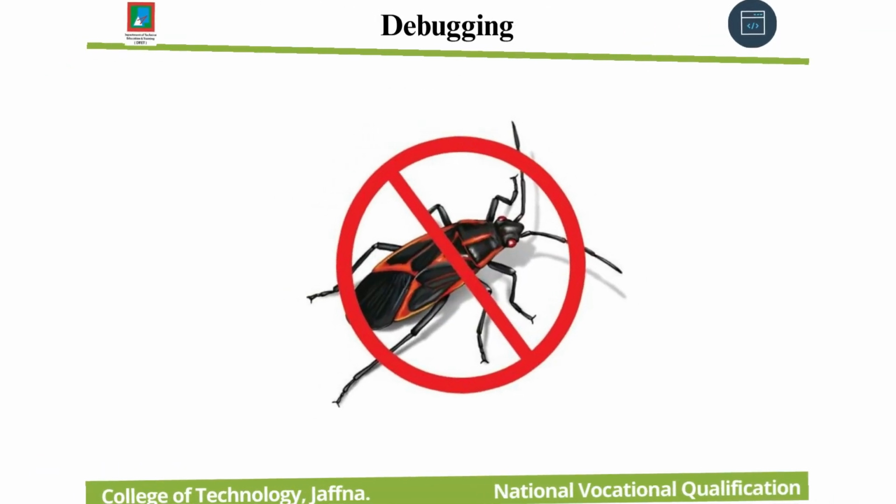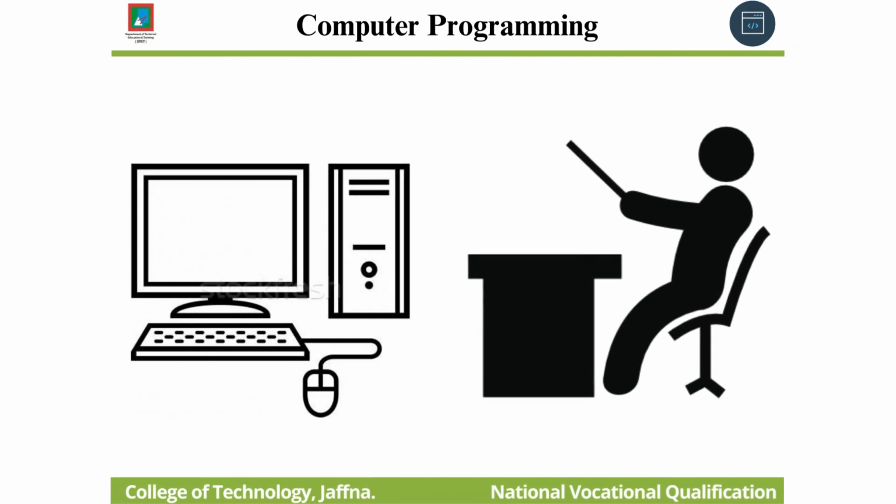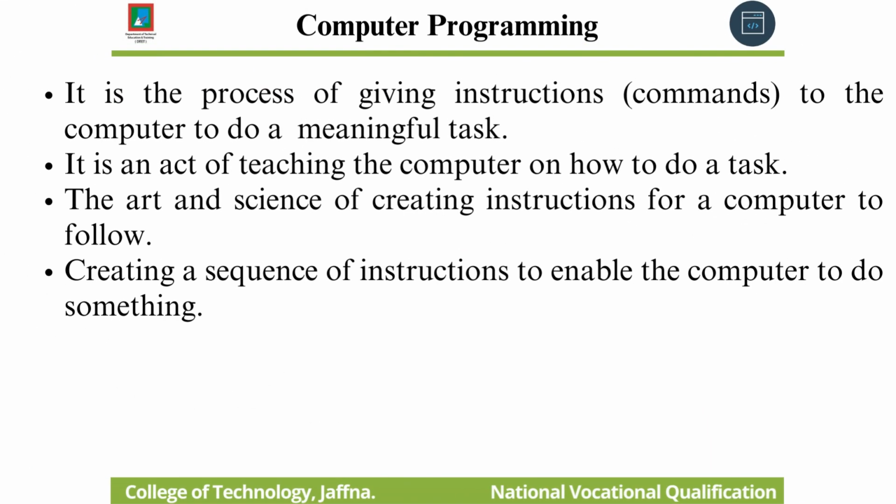It is the process of finding and fixing the bugs, errors, in the program. It is the process of removing errors. The programmer manually does this by examining the source code. Computer programming. It is the process of giving instructions, commands, to the computer to do a meaningful task.